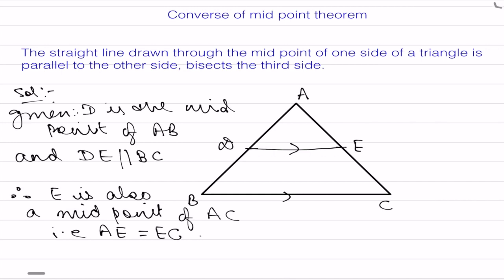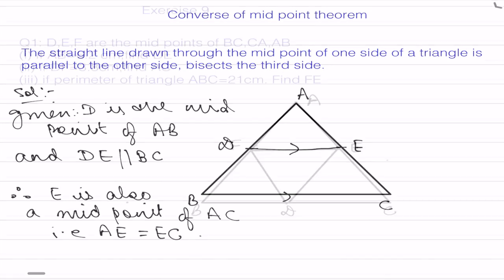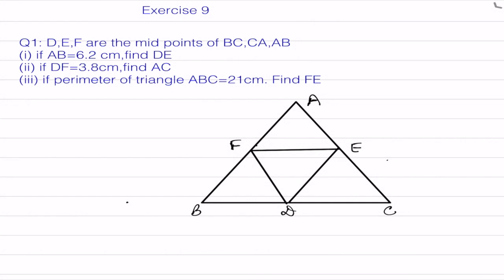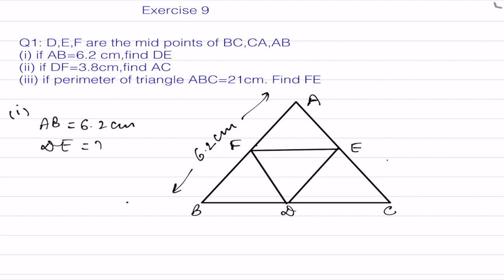Based on these two theorems, we will start with exercise 9. The first question of the exercise is: DEF is the inner triangle in the given figure ABC. D, E, F are the midpoints of the three sides. And now see the first part. They have given D, E, F are the midpoints, which means we can easily apply midpoint theorem. They have given that AB is 6.2 centimeter, and we have to find DE.